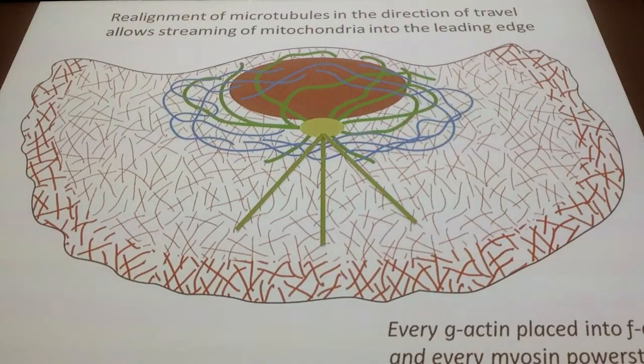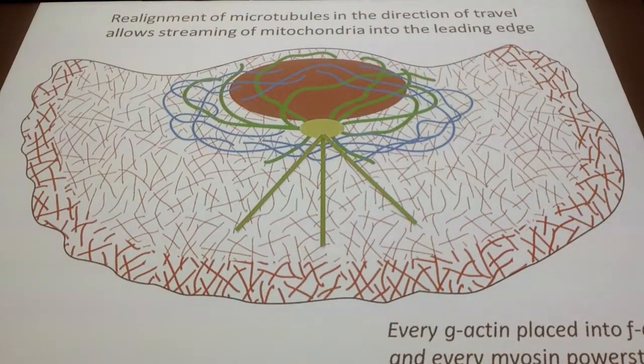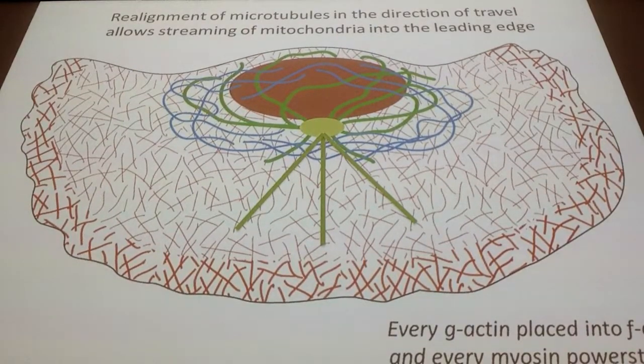Yes, ma'am? Are Rac and Rho activated at the same time, or is Rac activated first? Roughly at the same time, roughly. And so a better question to ask is, do both of them have to be activated? And yes. If one is activated, the other one is also activated. It wouldn't do the cell any good to extend forward and the cell just stretches out, right? Yeah. Okay?